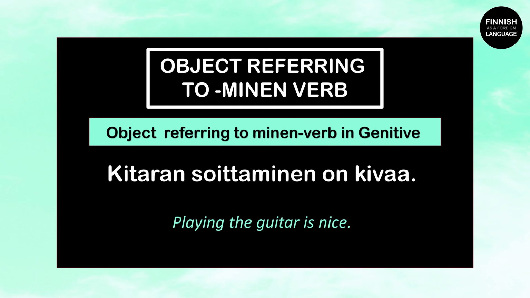And when the object is referring to the minen verb, then it has to stand in the genitive case. So that is why we say kitaran. It's the genitive case of the noun kitara. So let's quickly analyze this example word by word. Kitaran soittaminen on kivaa. Kitaran, object in genitive. Soittaminen, our minen verb. On means is, and then kivaa, our adjective in the partitive case, meaning nice.